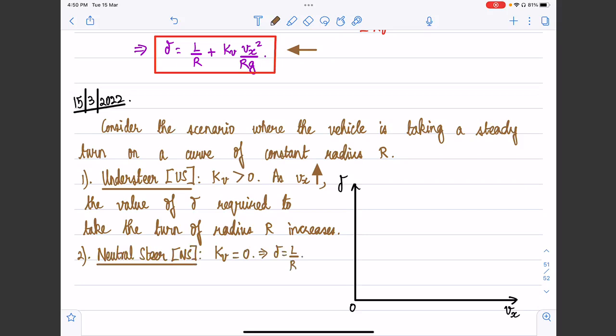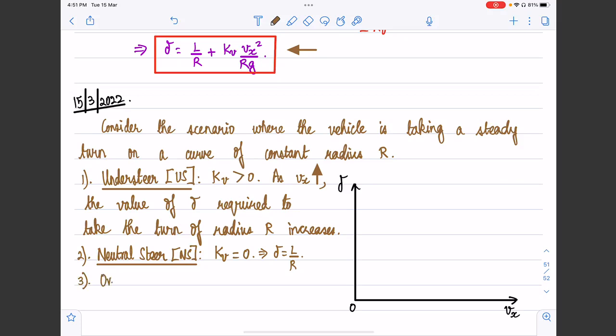If I substitute KV equals 0 in the above equation, we see that the second term on the right hand side of the equation vanishes. Consequently, we are only left with delta equals L by R. So that is something we can readily understand from the condition of neutral steer.